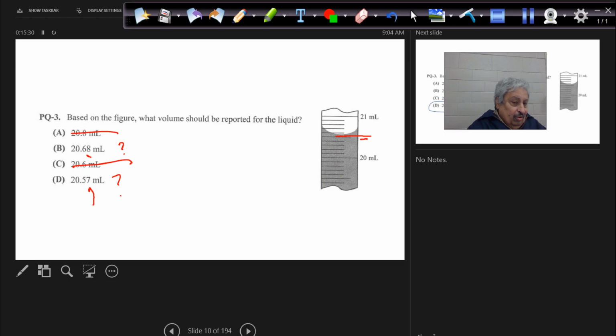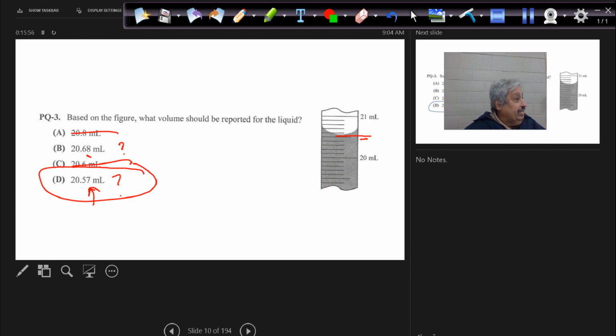So the 7 is always the source of error. The last digit in the reading is always the source of the error. So I have to estimate it 5.7 because the scale does not show if it's 7 or 5, it's just estimated. The last one, the 7, is estimated. So the answer is what? D.